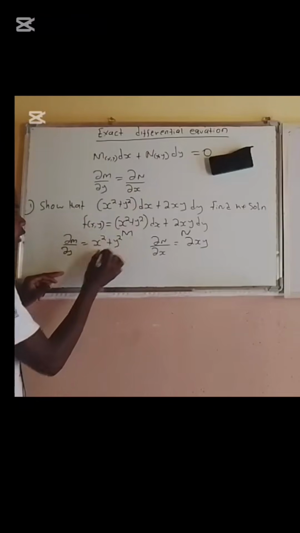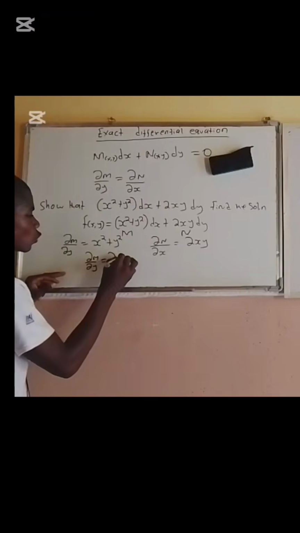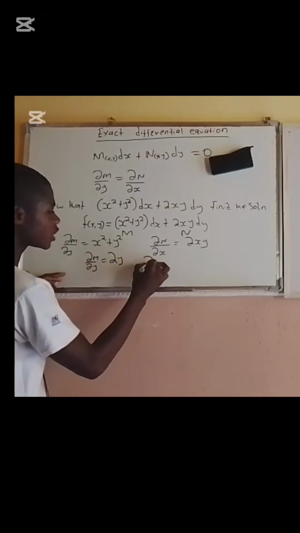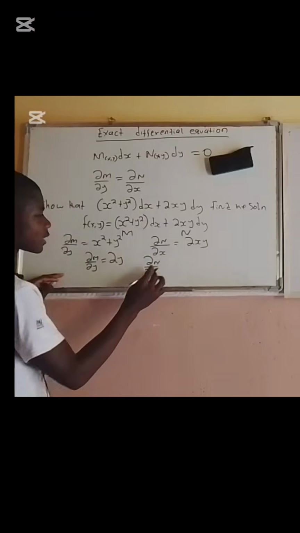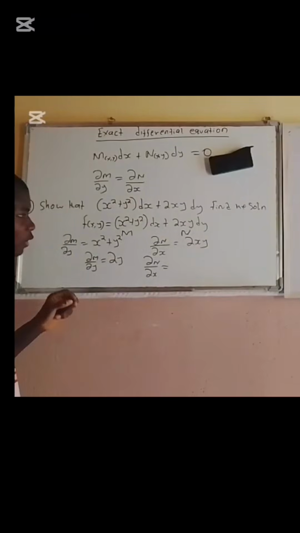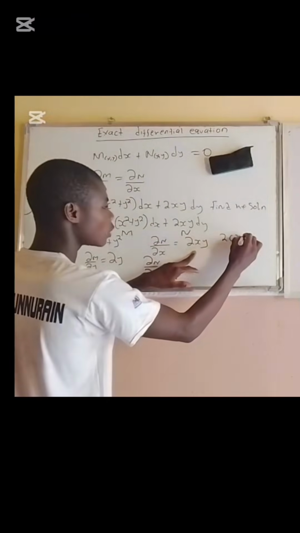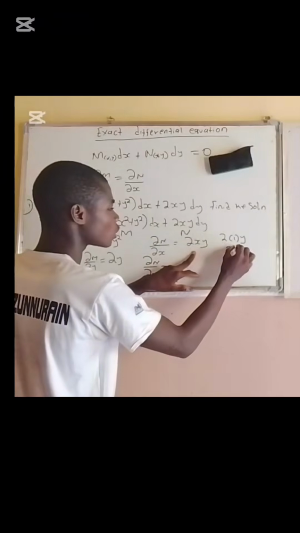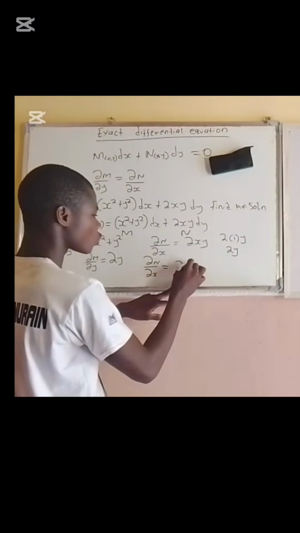So the derivative of y squared is the same thing as 2y. So the partial derivative of M with respect to y is now 2y, and therefore for the partial derivative of N with respect to x, if I differentiate this 2xy with respect to x, the x will become 1 multiplied by y. 2 times 1, which is 2, multiplied by y, which is 2y. So therefore this should now become 2y.